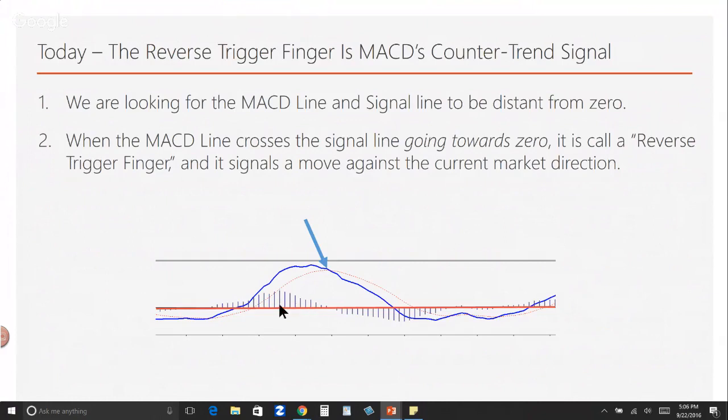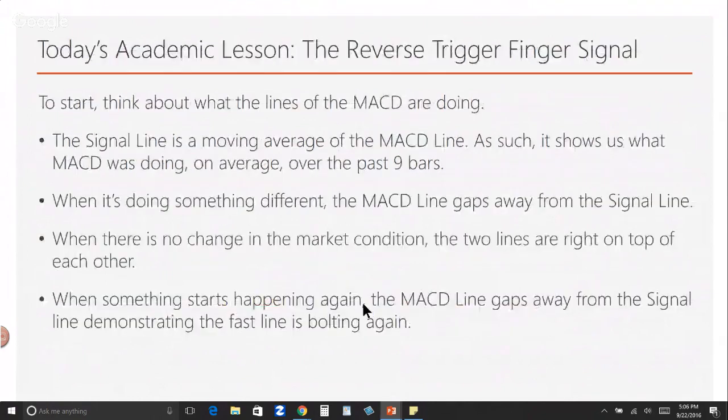This is the MACD window. The MACD lines are distant from the zero level, and the MACD line crosses its signal line going towards home, going towards zero. That is the counter trend signal that we're going to talk about today, and it's called the reverse trigger finger. All right, so here is the promised academic lesson. I always have a one-page academic lesson for you, and today it's the reverse trigger finger signal.